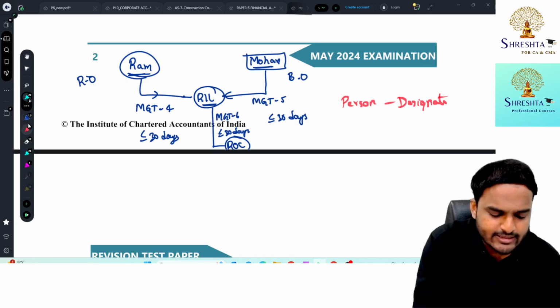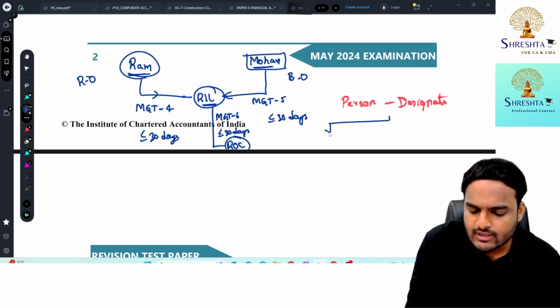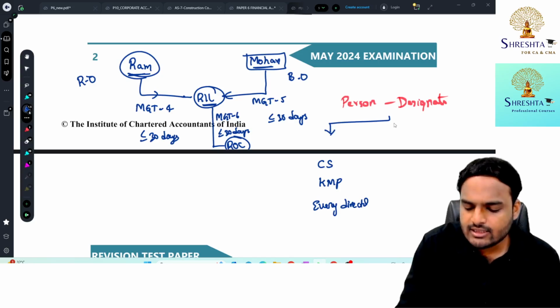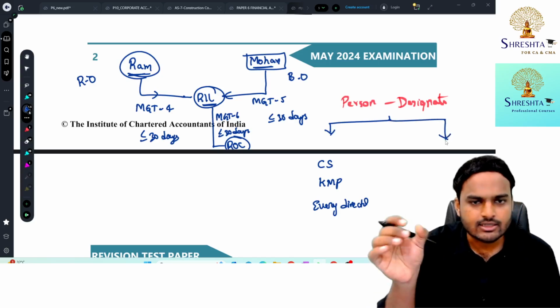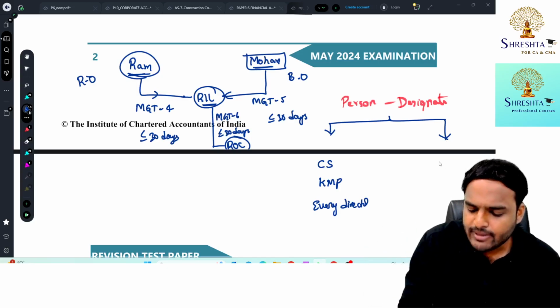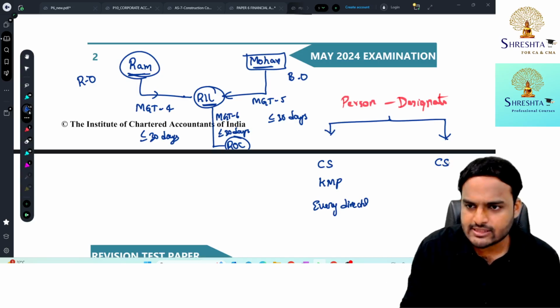So company may designate any person for the purpose of rule 9. Now who can be designated? First one, company secretary. If no company secretary, then KMP. If no KMP, then every director of the company. Until company designates someone as a designated person, company secretary shall be the designated person.